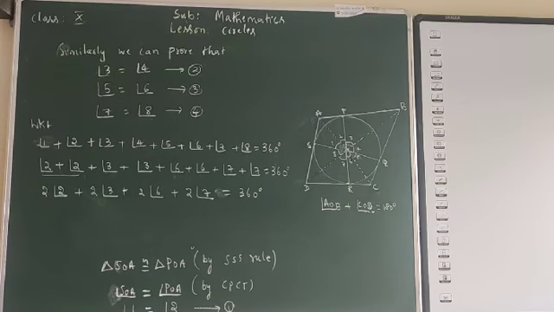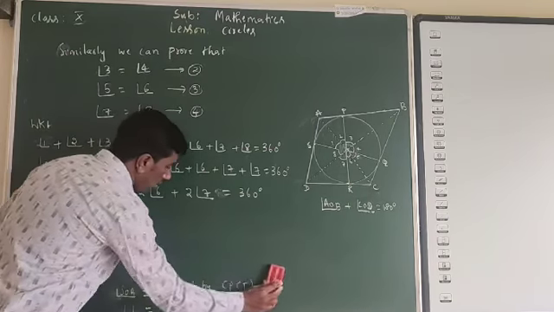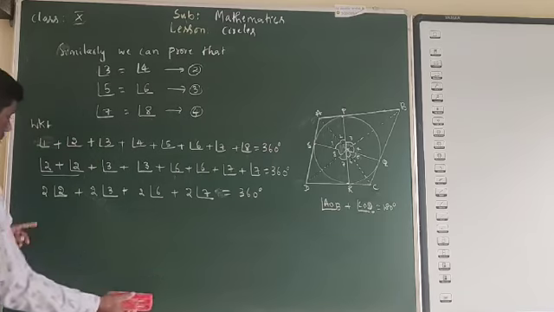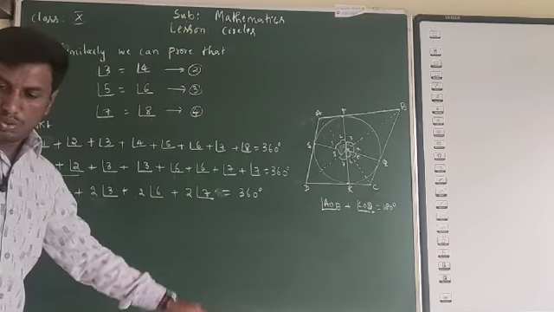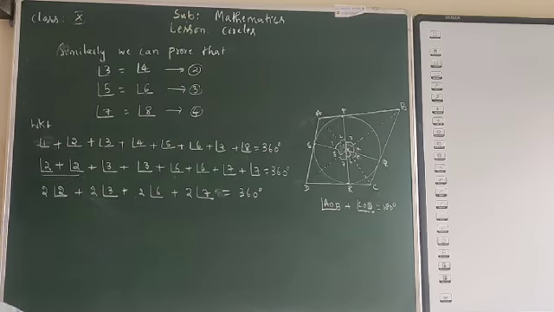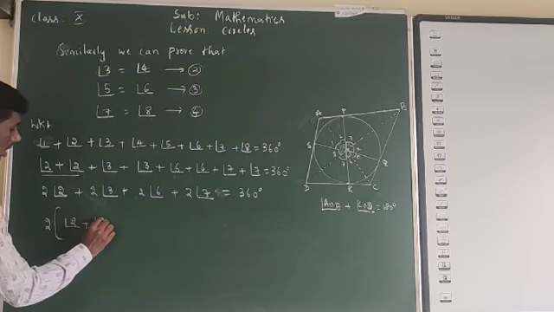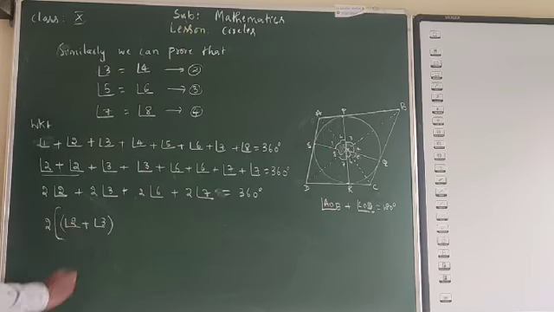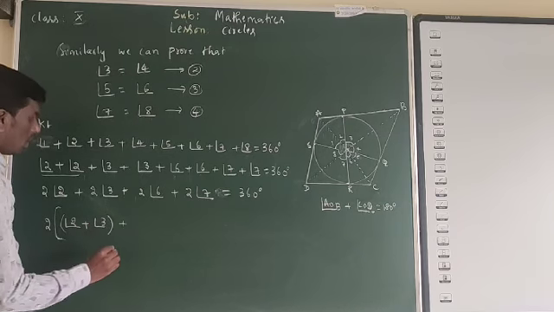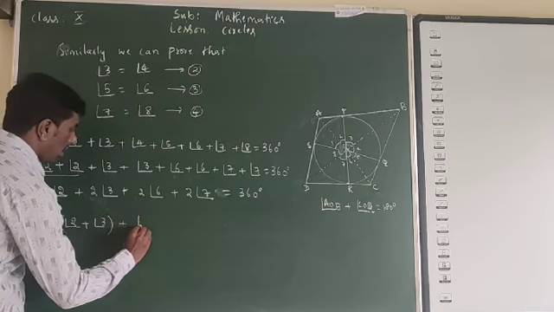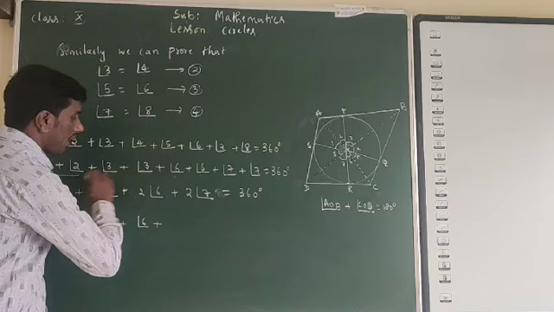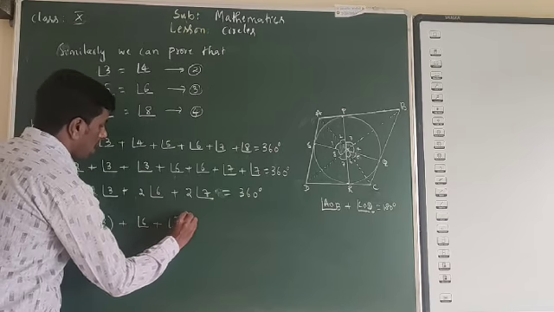Okay, so now what is the common factor? 2 is the common factor, and I can take it outside. So 2 times angle 2 plus angle 3, plus 2 times angle 6 plus angle 7, I have taken 2 as a common factor.